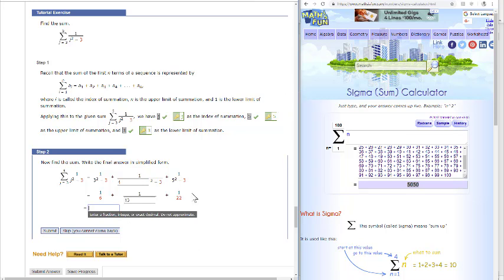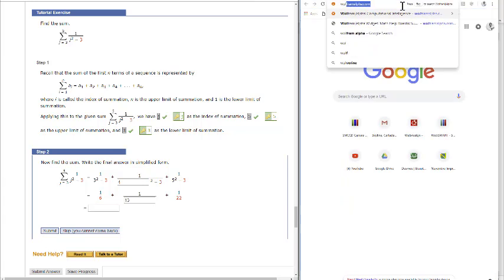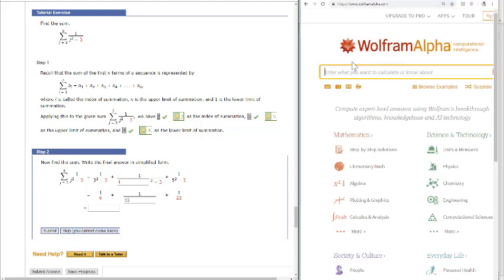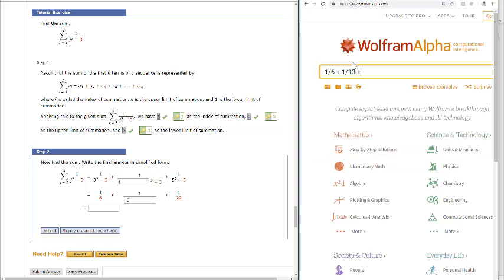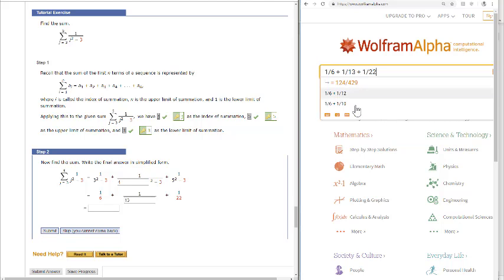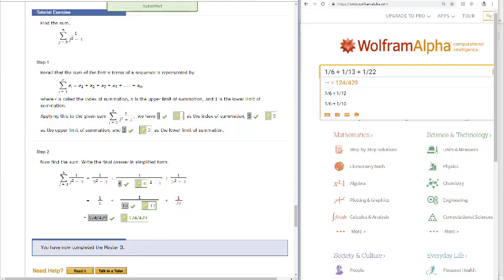Well, if you're good at adding fractions, that's great. I'm going to use Wolfram Alpha to add fractions. 1 divided by 6 plus 1 divided by 13 plus 1 divided by 22. And so that's, as a fraction, 124 divided by 429. So 124 divided by 429. Alright, so that's how you do a sum.